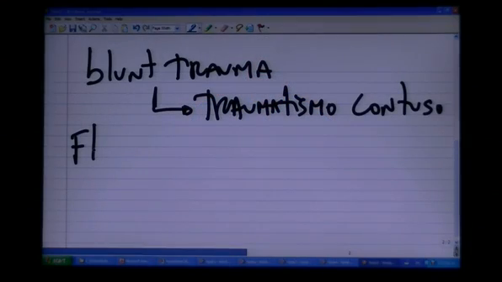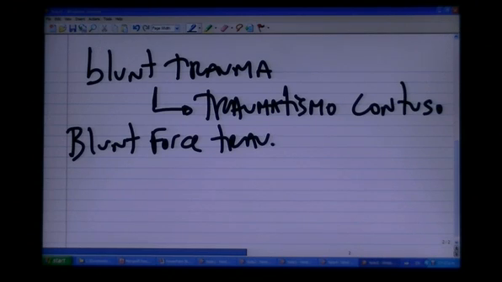Now, contuso, de ahí viene la palabra contusión en español. When somebody hits, like let's say you're running and you hit a light pole or something, tiene una contusión because it's that hit. Doesn't mean that the pole got inside. If you want to use force as well, you can say blunt force trauma.